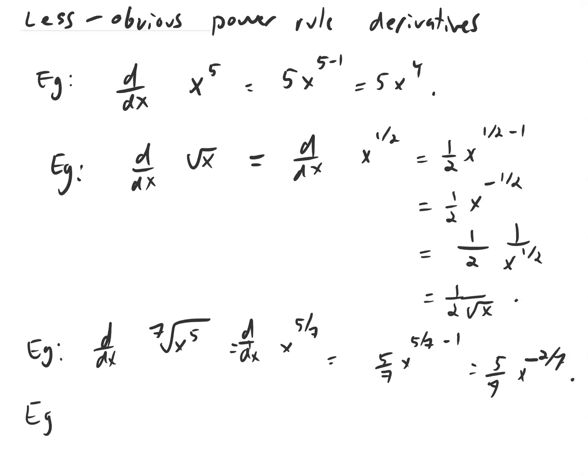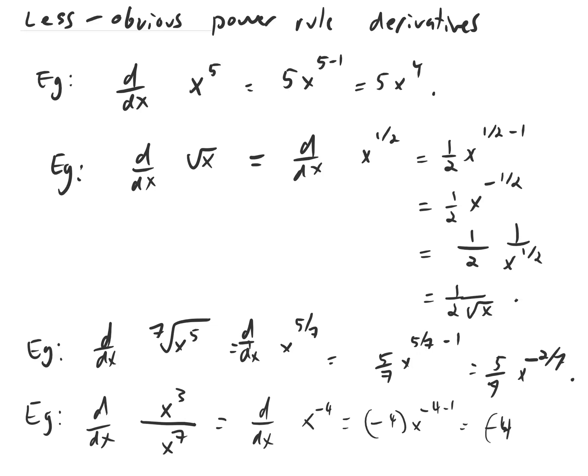All right, and then one last example where the derivative is easier if we do a little bit of algebra first. So let's take the derivative of the rational function x to the 3rd over x to the 7th. Now you could use the quotient rule on this, but I don't recommend it. It's easier if you do a little algebra first. Cancel out those exponents, you get x to the negative 4, and then we can apply the power rule in a standard way.